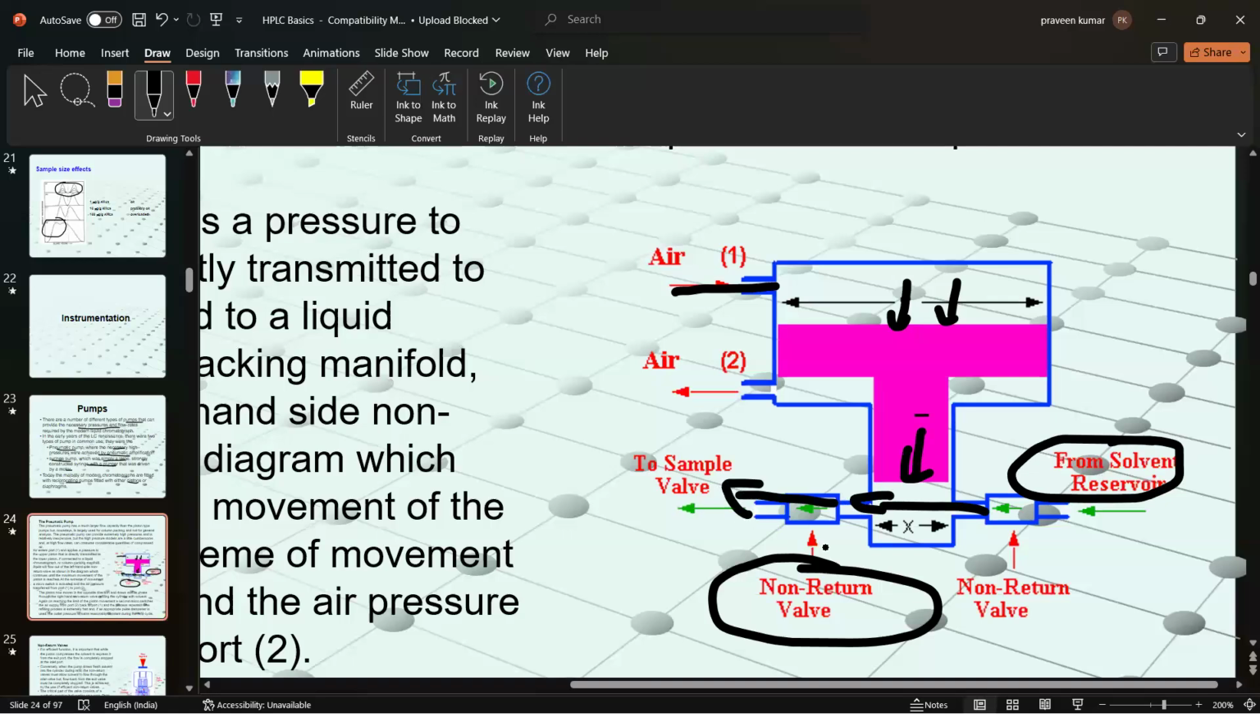Due to the presence of the non-return valve, the mobile phase always moves in one direction. Multidirectional flow of the mobile phase is avoided, so there is no opposite movement of the mobile phase, and the air comes outside and again goes up. So basically, this is how the pneumatic pump works.